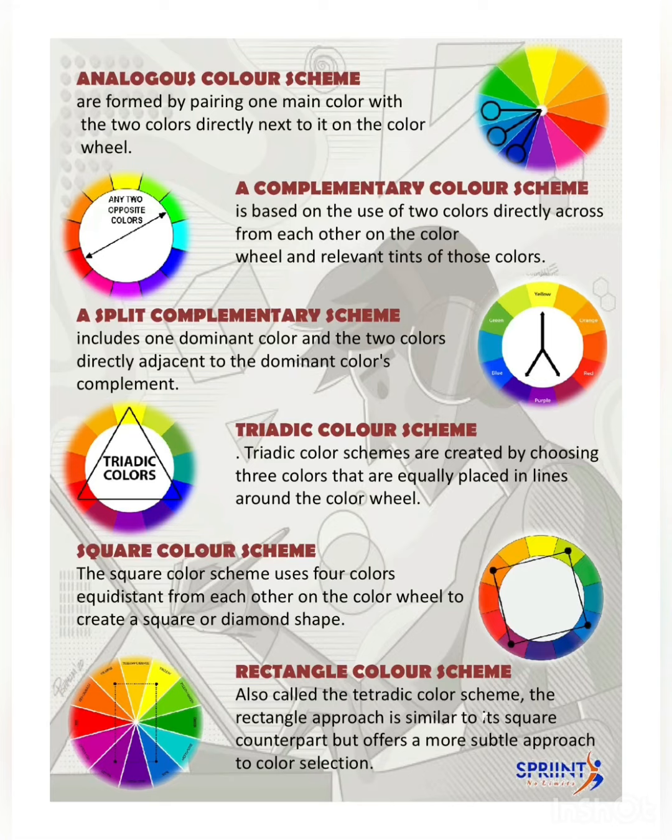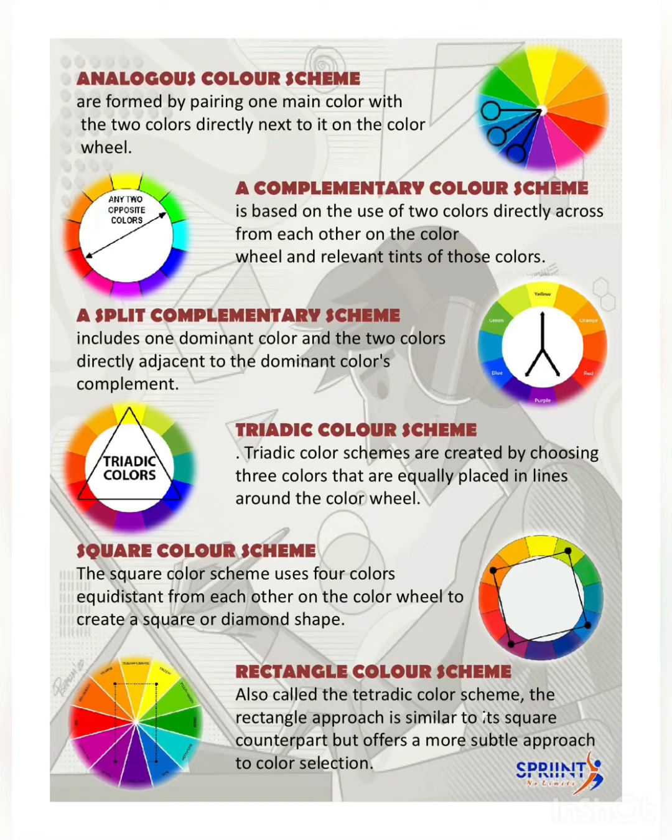And you have the split complementary color scheme. This includes one dominant color and two colors directly adjacent to the dominant color's complement. Now you can see yellow, and then it's split complementary to purple and something that looks like ox blood. The same for the triadic color scheme. Let's draw a triangle. The three colors that it touches are the colors you're going to use in combination.